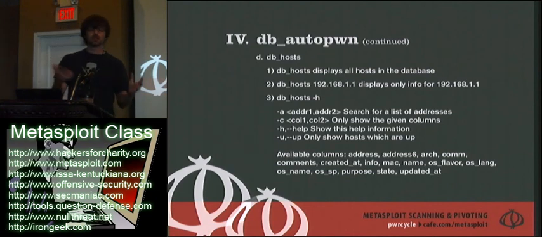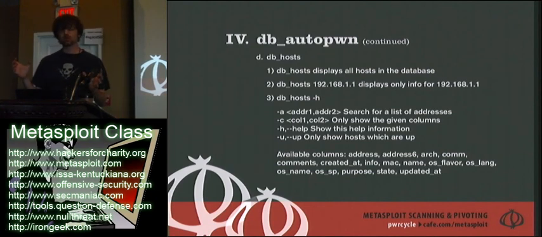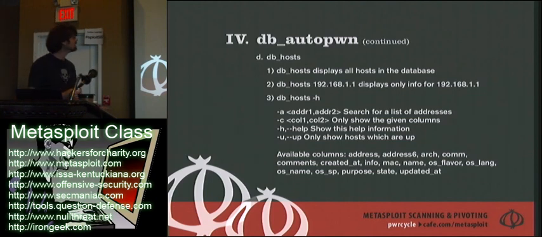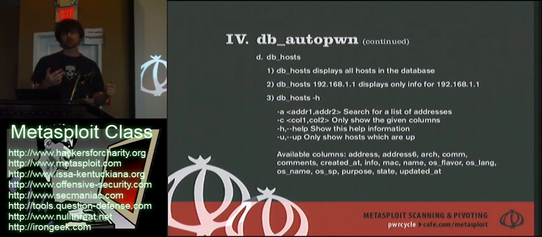Once you've done your scan and imported all of that information, now you get to look at it through the Metasploit point of view. The two most important things are db_hosts and db_services. If you just declare db_hosts, then it will show you all of the hosts that it has in its database. If it's only one, it'll show you one. If it's 100, it'll show you all 100. If you declare which IP address you want to look for, like you want to see what info is on this host, then you say db_hosts space that particular IP address.